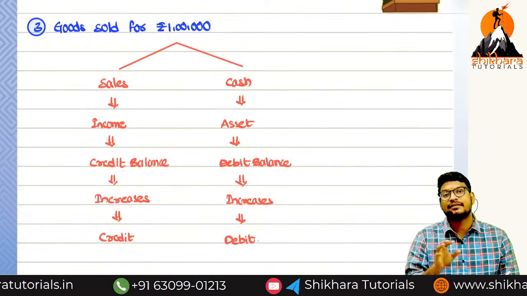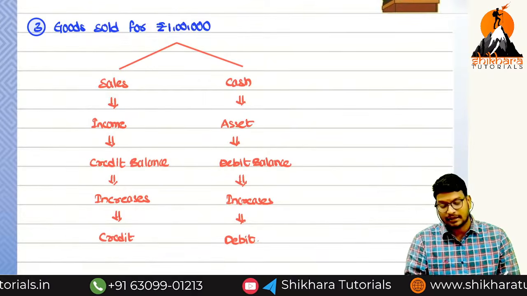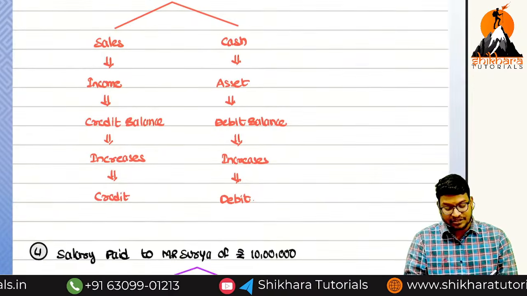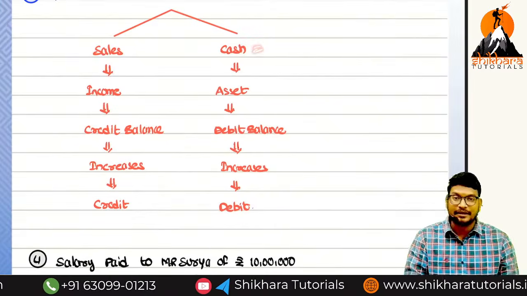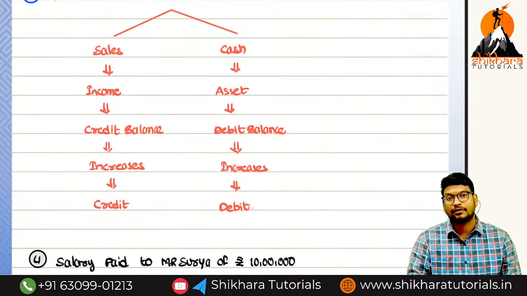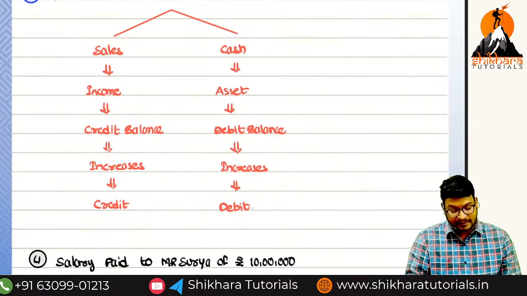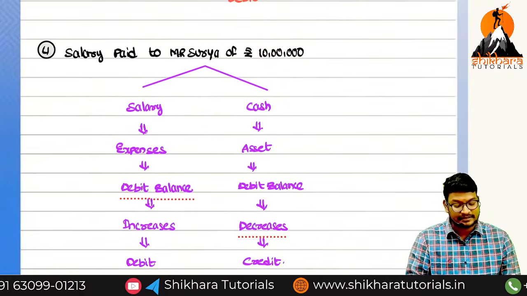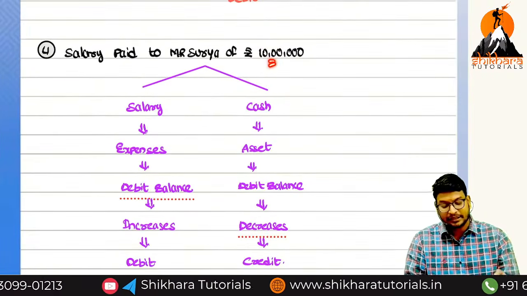So increase means the same, decrease means the opposite. What is the entry that will come into the picture? Cash account debited to sales account. These are the examples we have seen. And next we have taken another example: salary paid to Mr. Surya.